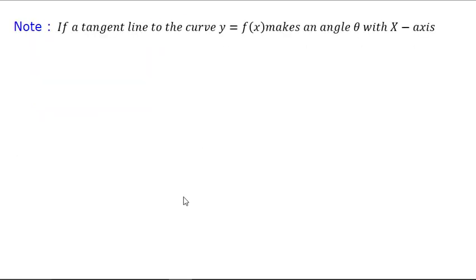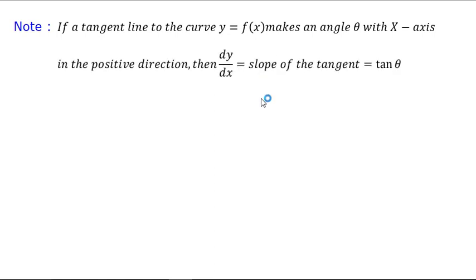Now, if a tangent to the curve y equal to f(x) makes an angle theta with the x-axis in the positive direction, then dy/dx, the slope of tangent, is equal to tan theta. So, if I know angle theta, then by using the formula tan theta we can find the value of slope of tangent. Now, let us see equation of tangent and normal.